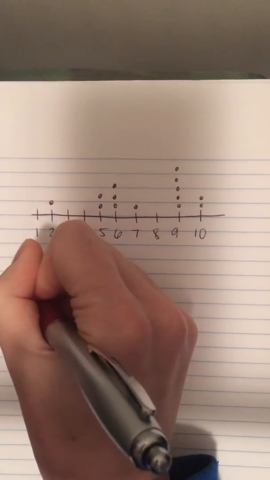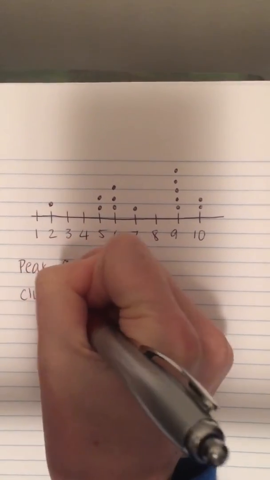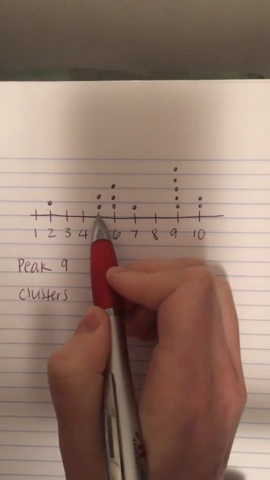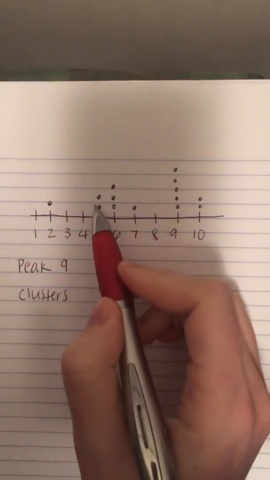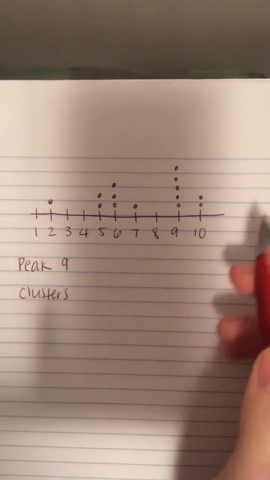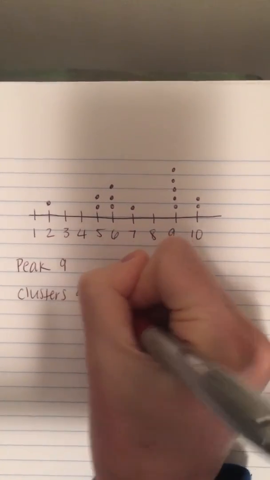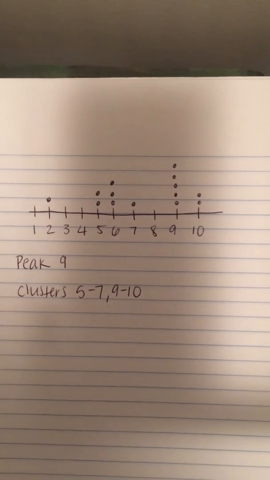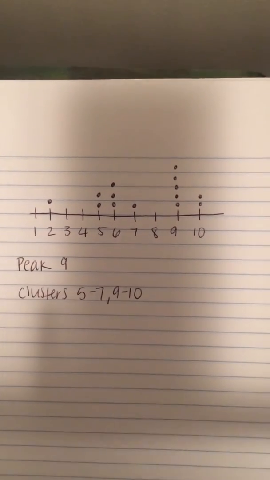So next word we're going to look at is clusters. So clusters are groups of data. So it looks like I have a cluster of data at 5 to 7 and another cluster of data at 9 and 10. So just like peaks, it's okay to have more than one cluster, right?